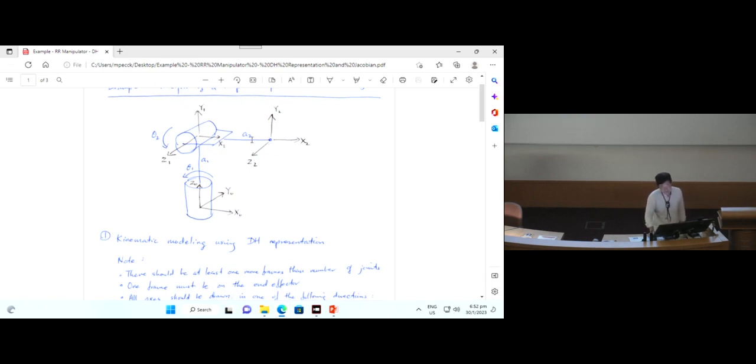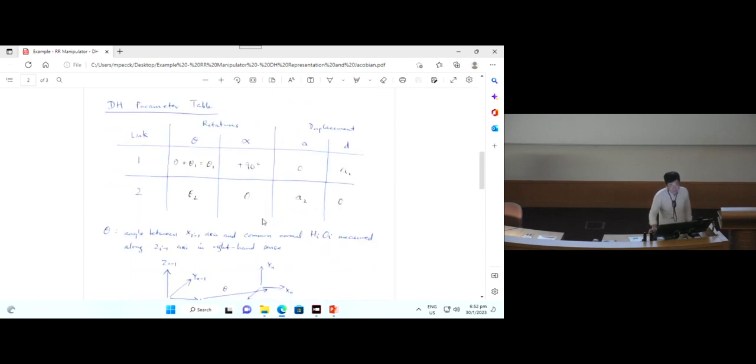You can choose it arbitrarily, but the X2 will probably fall along the link. And when you look at this, we know that the Y2 will probably be over here. Okay?